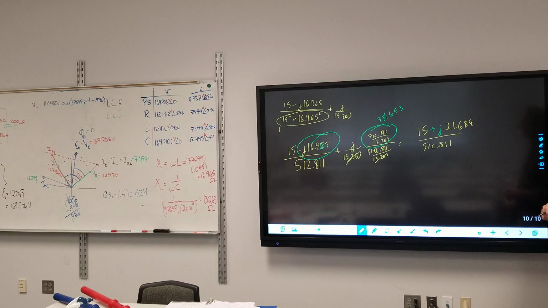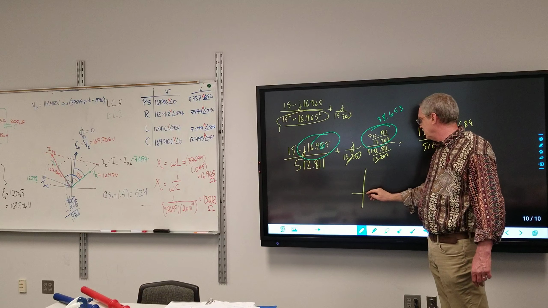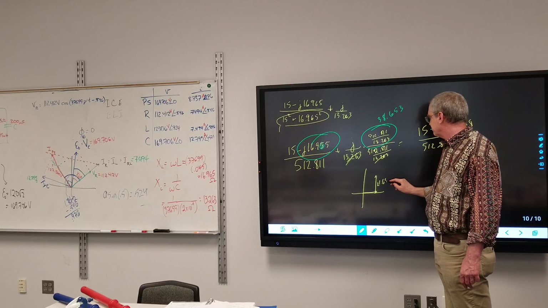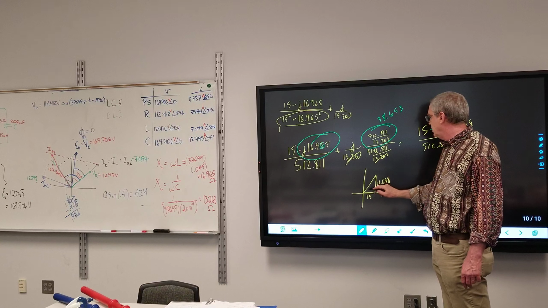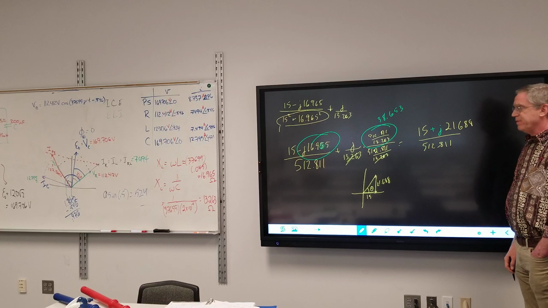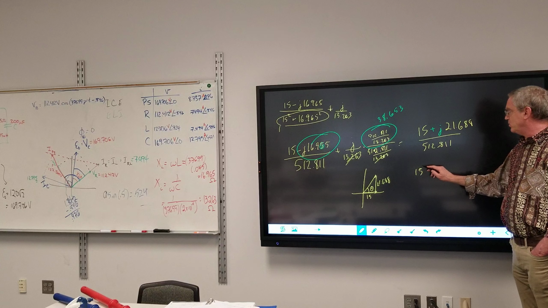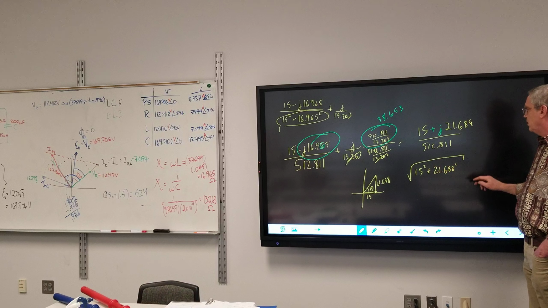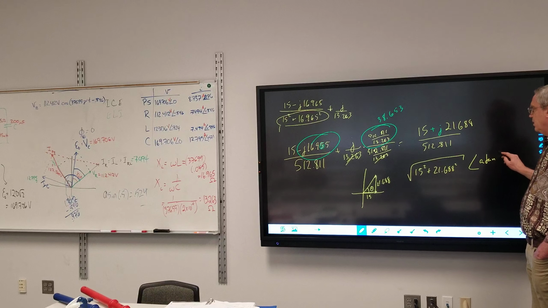At this point, I'm gonna put this into polar form. Because this represents, again, on my coordinate system, 15 to the right and 21.688 up. I need to figure out what that angle is and then I need to figure out the hypotenuse. So my hypotenuse is the square root of 15 squared plus 21.688 squared. And my angle is the arctan of 21.688 divided by 15.